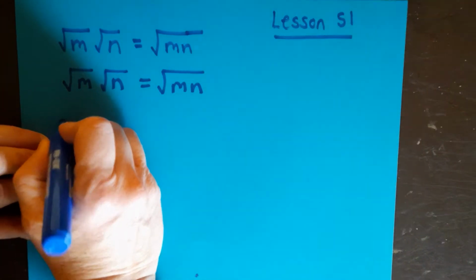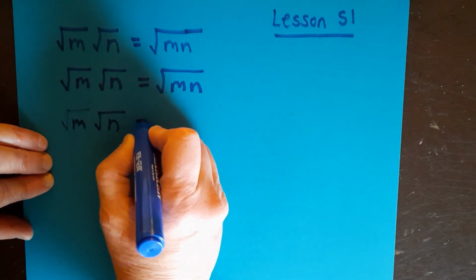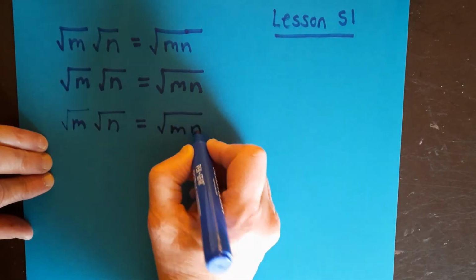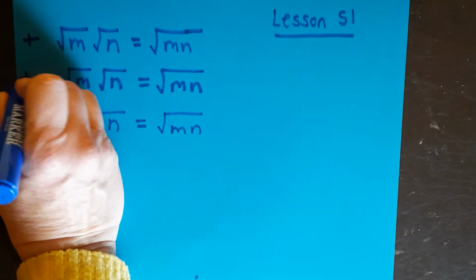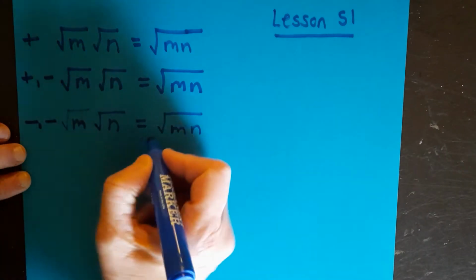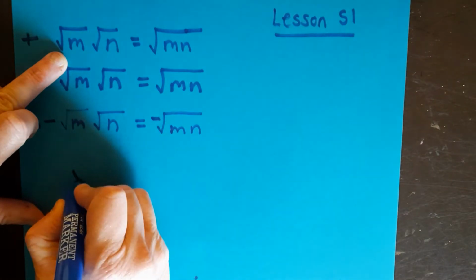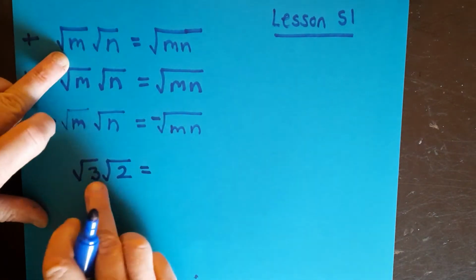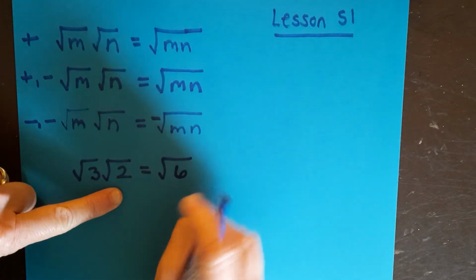Then I'm rewriting this 3 times and you'll see why in a moment. If m and n are both negative, then this gets written a different way. So this is if both m and n are positive, this is a positive m and a negative n, or the other way around, and this is if they're both negative. Here's what this looks like. For example, if the square root of 3 times the square root of 2 are multiplied together, and those are both positive, we simply get the square root of 6.